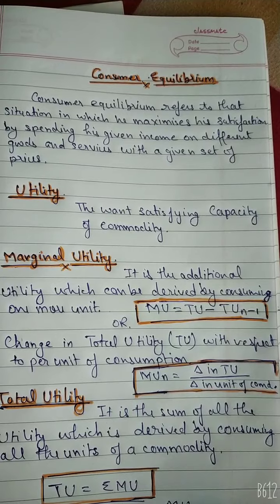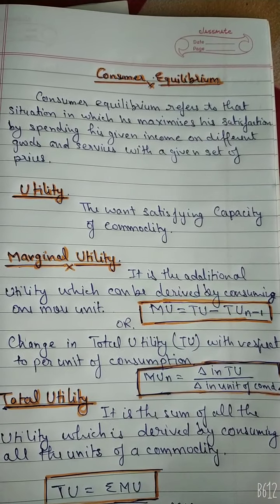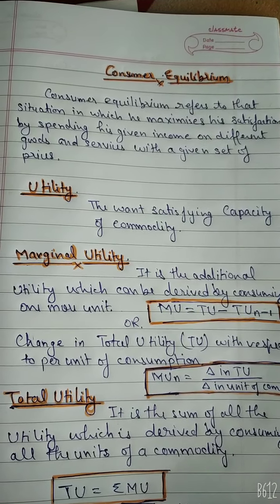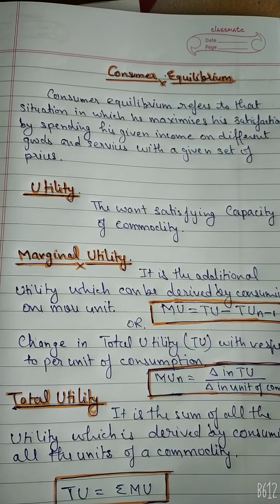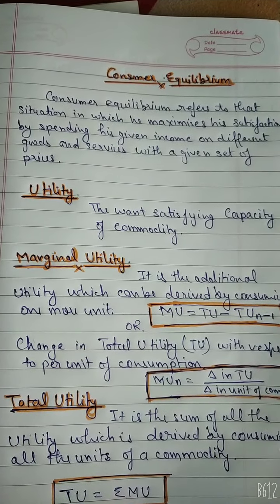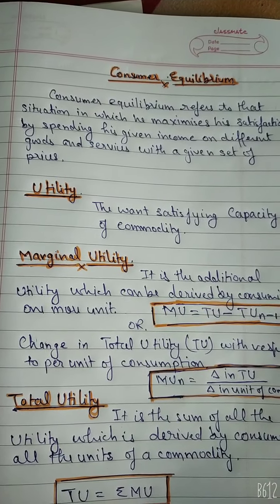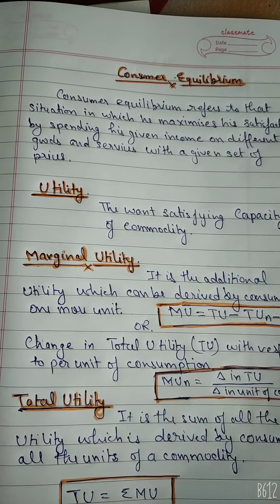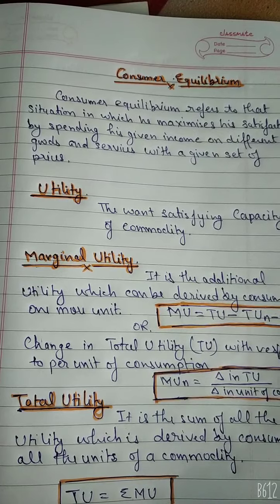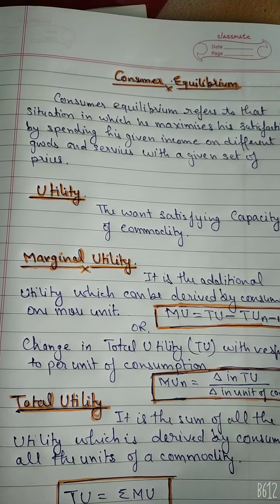Today we are going to discuss another chapter, that is consumer equilibrium. In this chapter we try to understand how a consumer maximizes his satisfaction from the consumption of goods. As resources are limited in relation to unlimited wants, a consumer has to follow some principles and laws in order to attain the highest satisfaction level.